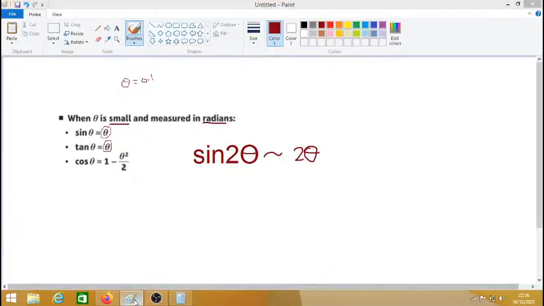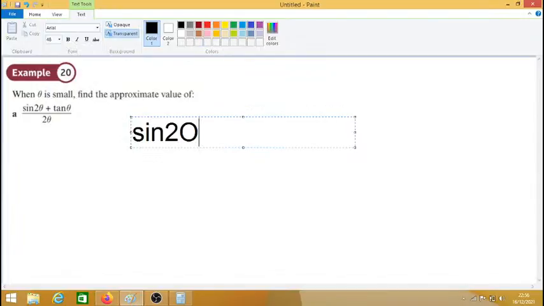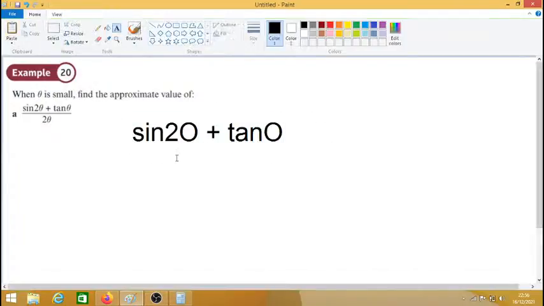Okay, let's try a couple of examples. The first example is to work out roughly, this isn't exact, it's just approximate, what would the answer be to sine 2 theta plus tan theta, all over 2 theta? So let's write that out a bit bigger: sine of 2 theta plus tan of theta, all over 2 theta.